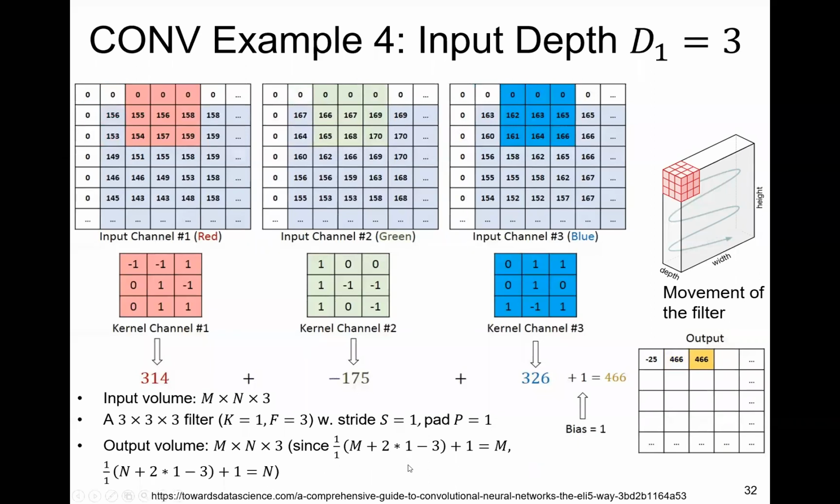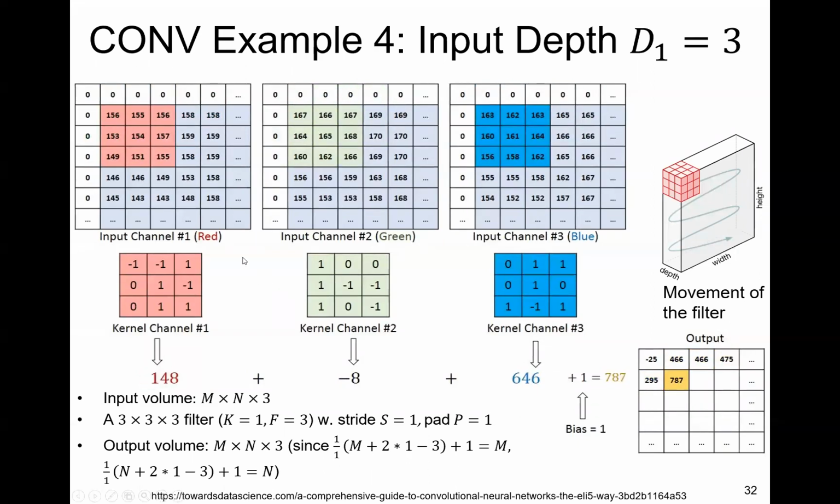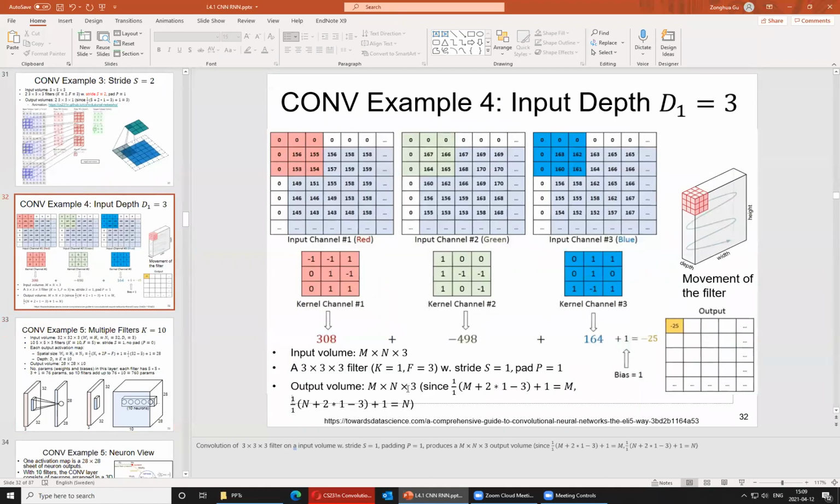So here's another example of 3 input channels, red, green, and blue, and 1 filter, also with 3 channels. If the input volume is n by n by 3, you can do the math with a padding of 1. You can see that it's same padding. So output is also n by n by 3. N by n, I think I made a typo here. It's n by n by 1 because there's only 1 filter.